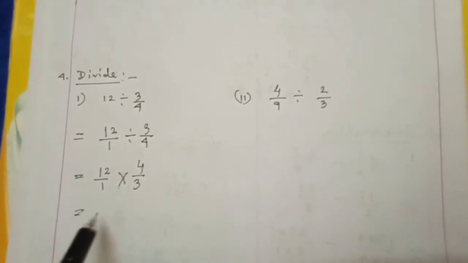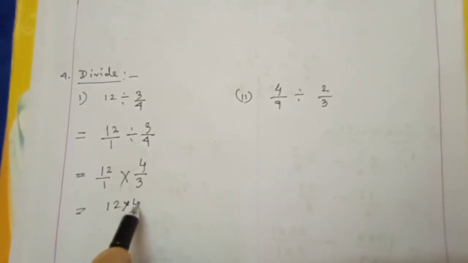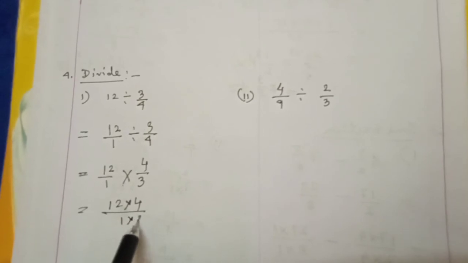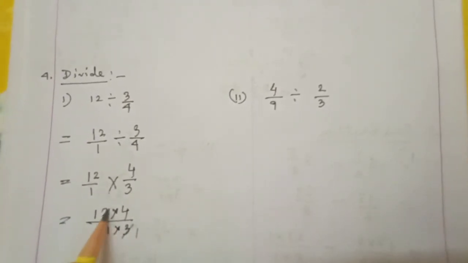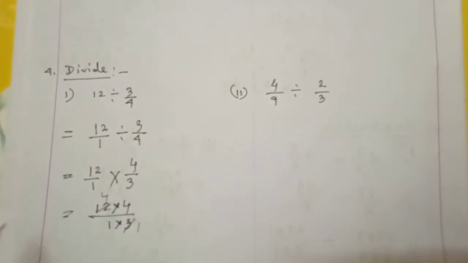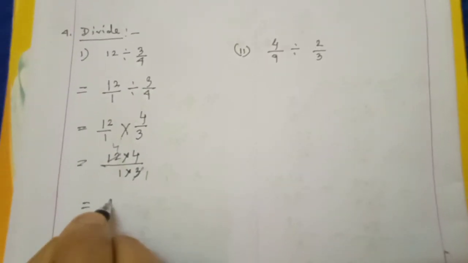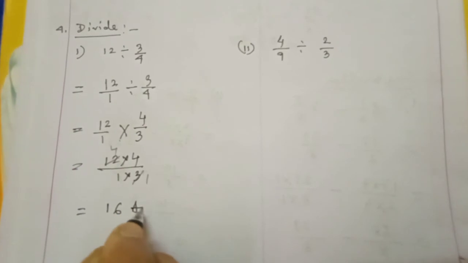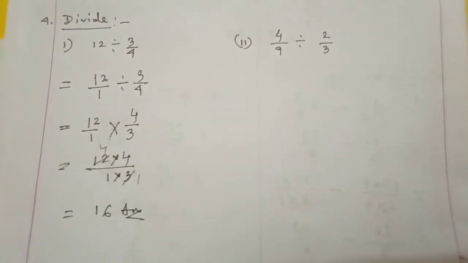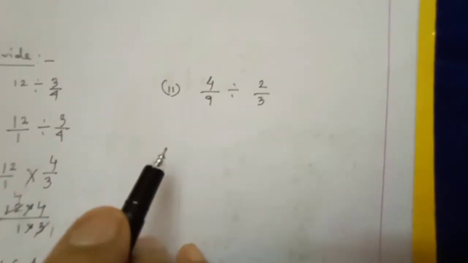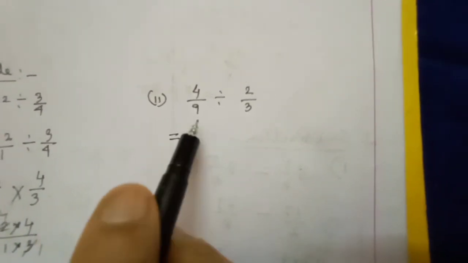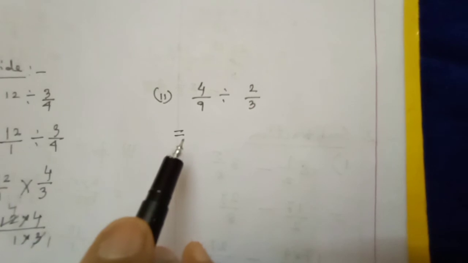Now what is in the numerator? 12 into 4 and 1 into 3. Can you cancel? Check. Yes, you can cancel. 3 1s are 3, 3 4s are 12. Now 4 into 4, you are getting 4 4s are 16. These are easy sums. Those who are practicing regularly, it is very easy for you, I know. And this is the last one I am giving, the revision one today.